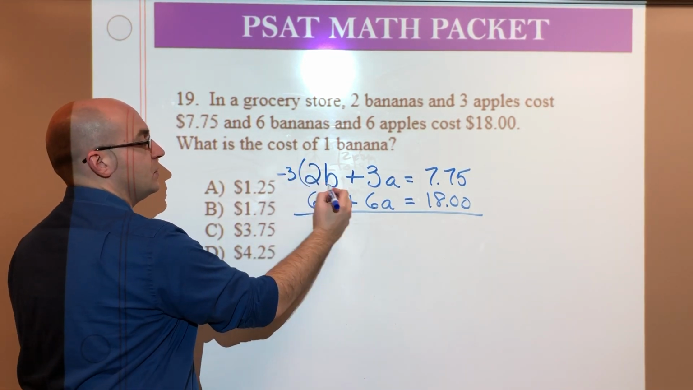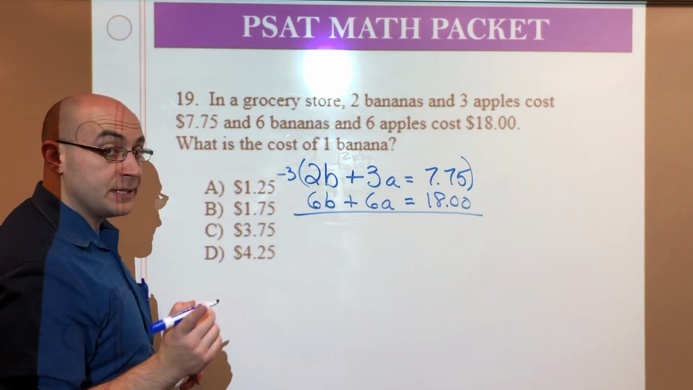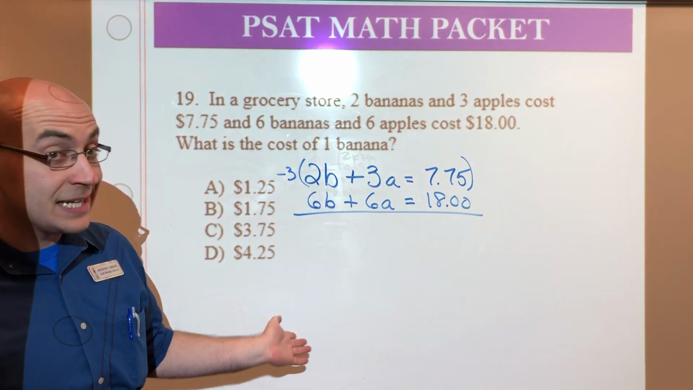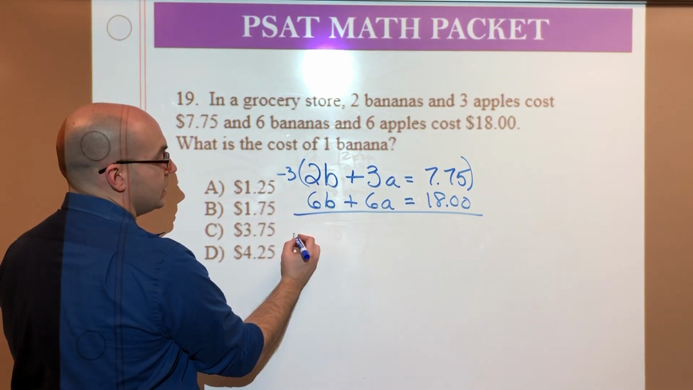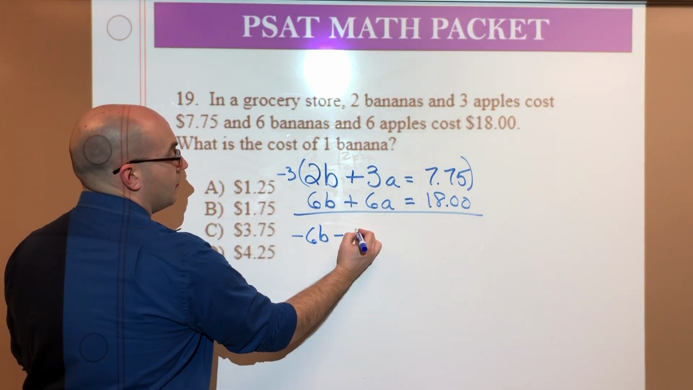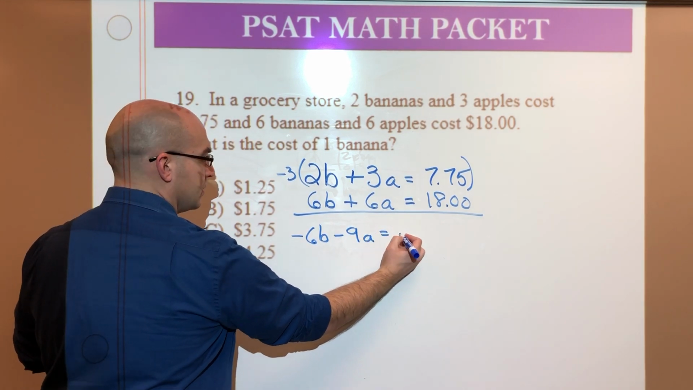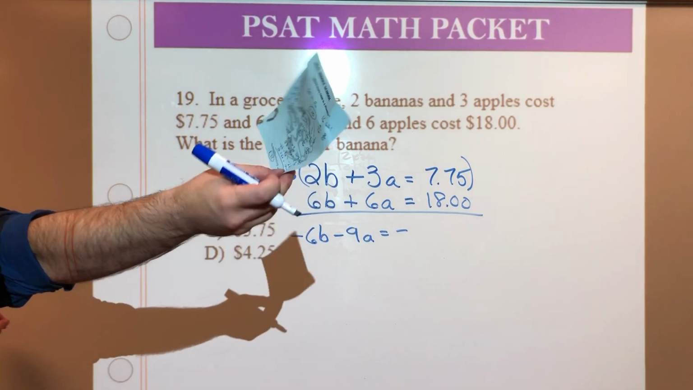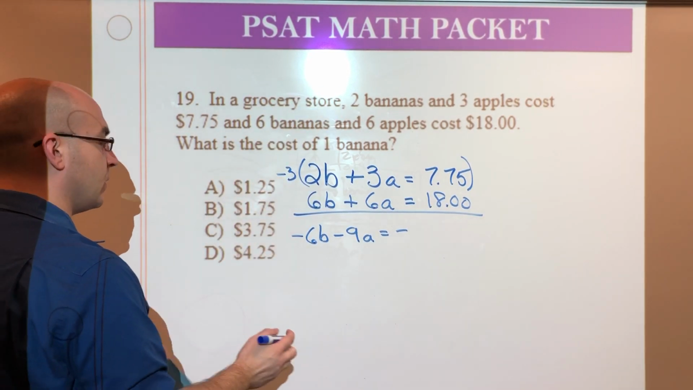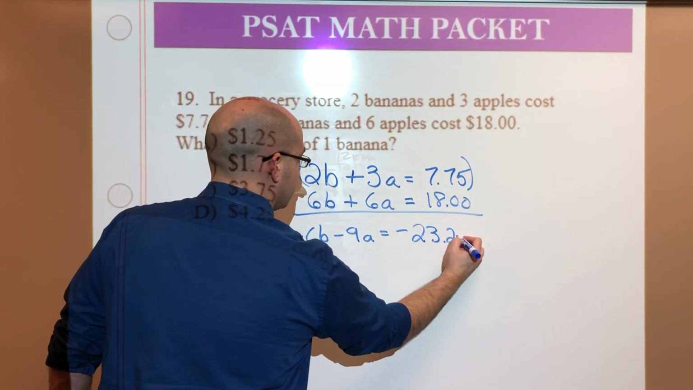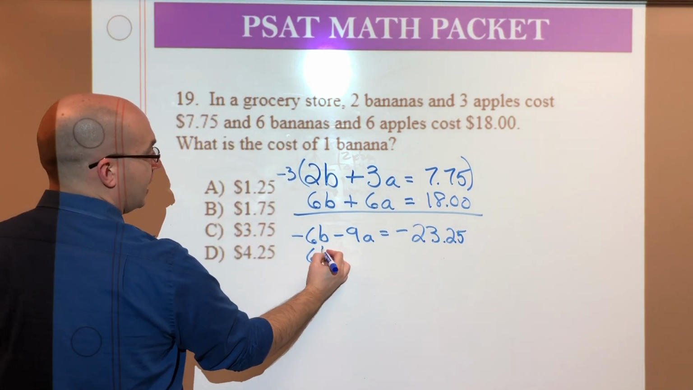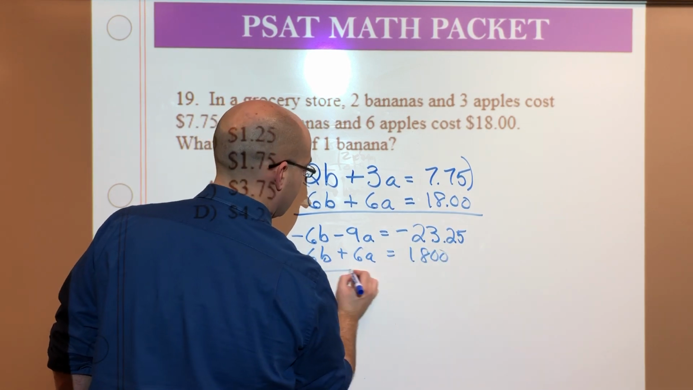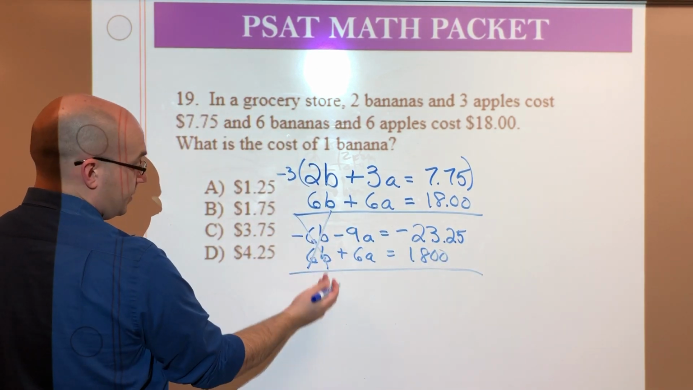I am going to multiply the top equation by -3. The reason I'm doing that is because I want to get opposites here, which means I can cancel them out and eliminate them and add them. So my top equation is going to turn to be -6B minus 9A equals negative, what did I write? 20. See, answers. Negative 23.25. Okay, and then I didn't touch the bottom equation. That eliminates, because that just cancels.